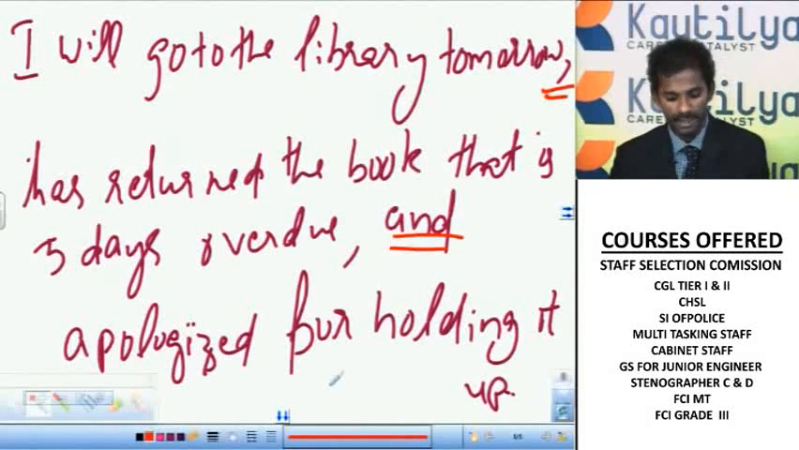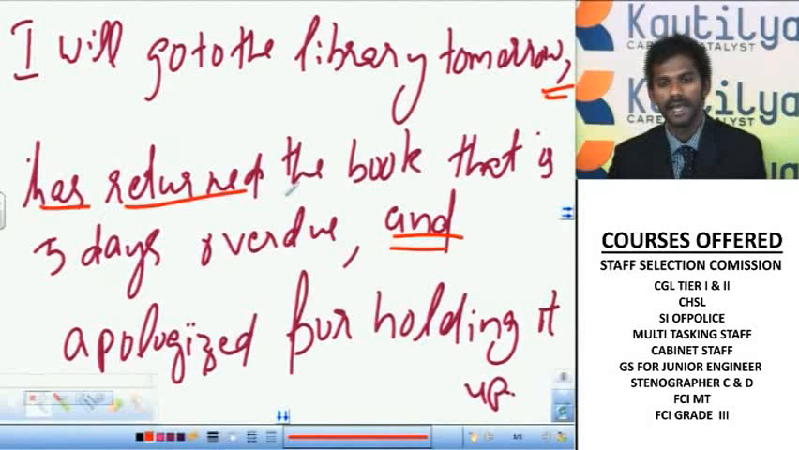Come to the second idea. Has returned. Has comes in which tense? Has comes in the present tense. So second idea is in the present tense. Present perfect: has plus V3. We discussed the structures in detail. Subject plus has plus V3 is present perfect, right? So has comes in the present tense anyways. So the second idea is in the present tense.